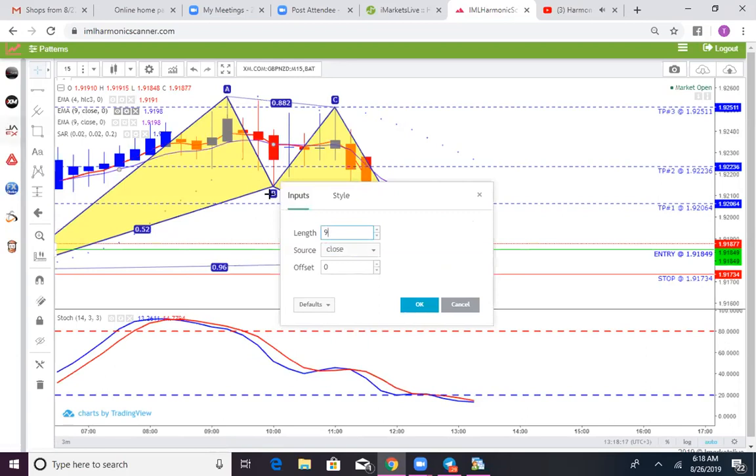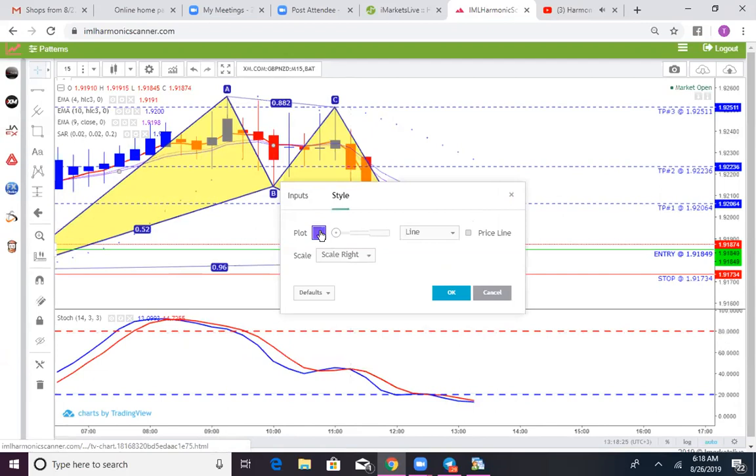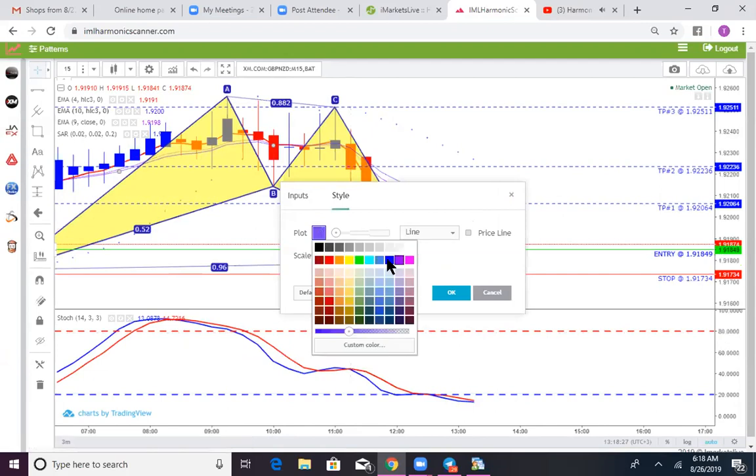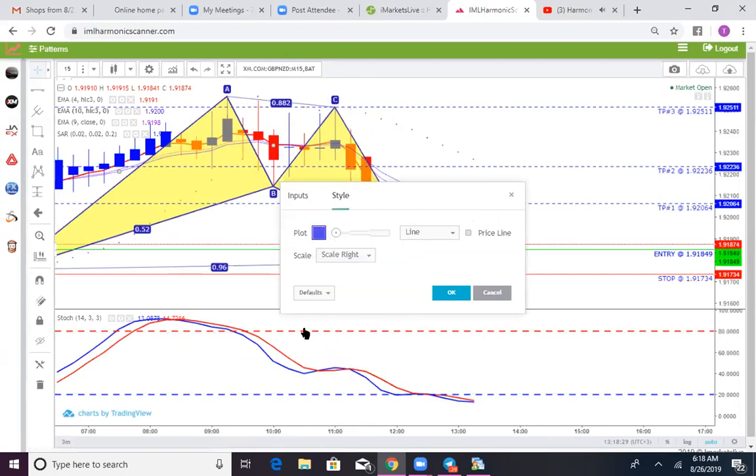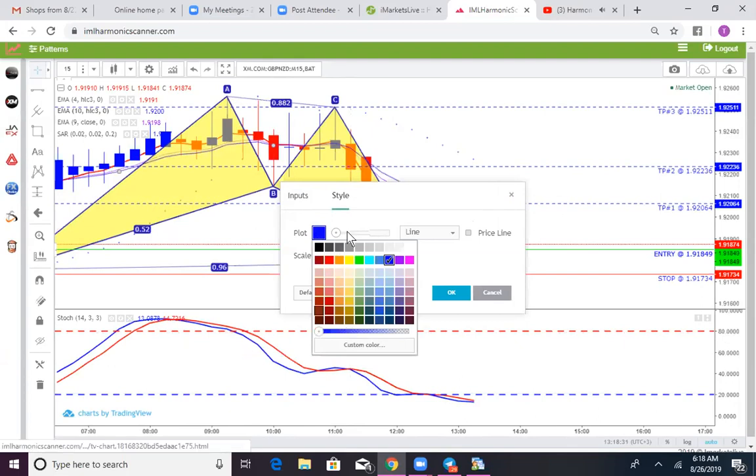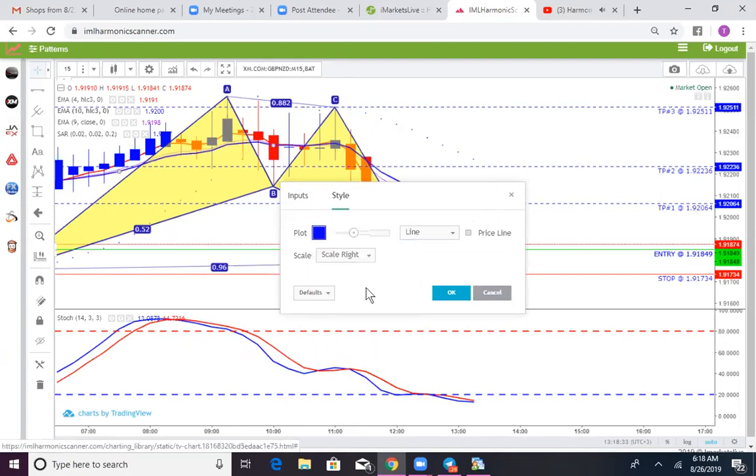Your next moving average is 10. This one is blue. I keep mine at HLC3. Style, blue, and make it solid. And I like my lines thicker. Again, it's already at save as default, but it's just a habit for me to click that.